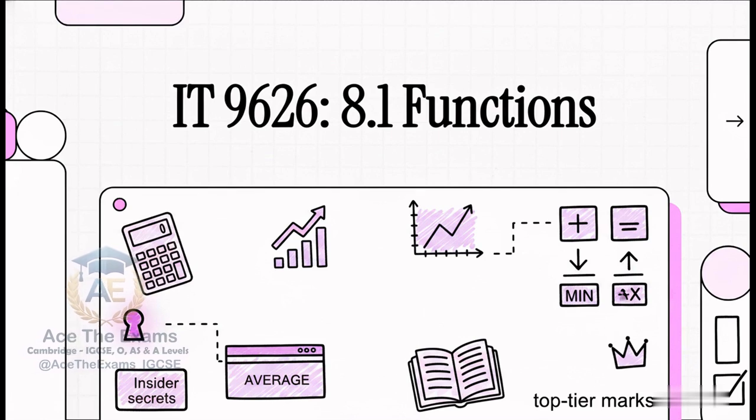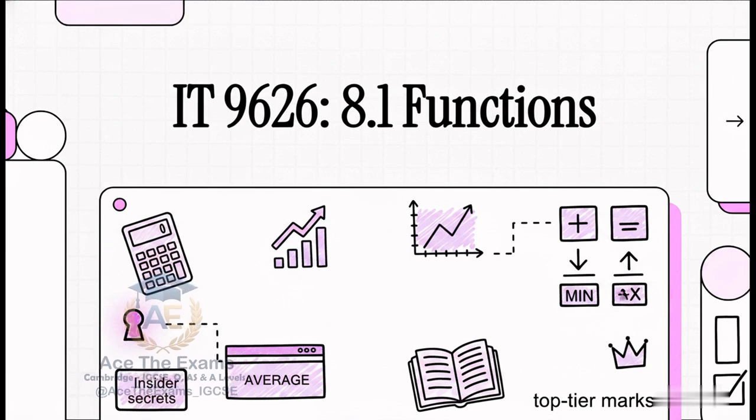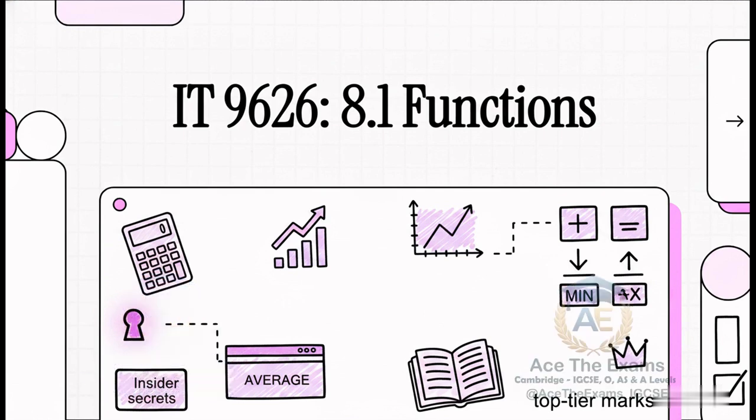If you are a focused learner looking to completely master Cambridge AS & A Level Information Technology, specifically Syllabus 9626, you are in exactly the right place today. I am your strategist for this session, and we are cracking the absolute code on Section 8.1 functions. We're talking about SUM, AVERAGE, MIN, MAX, MAXA, INT, ROUND, and SUBTOTAL.